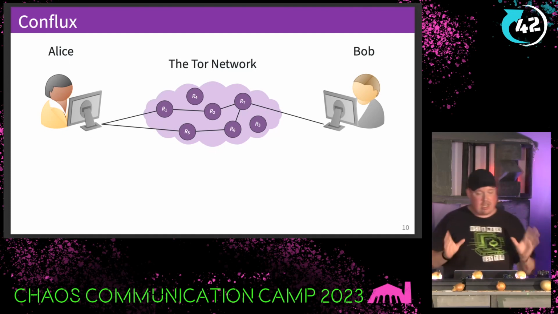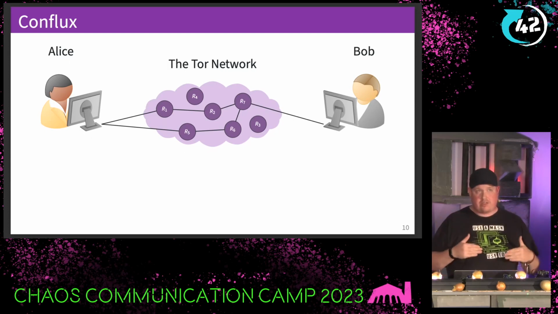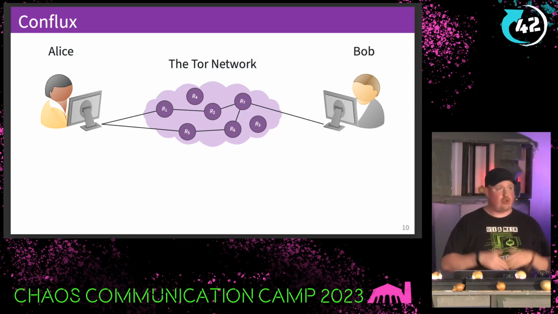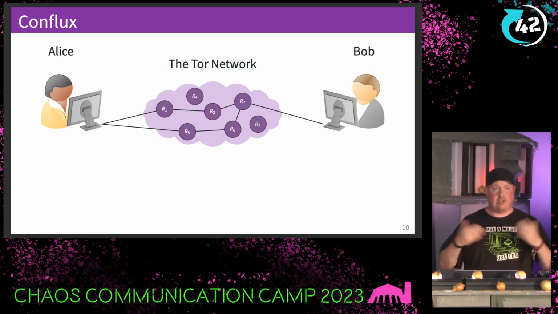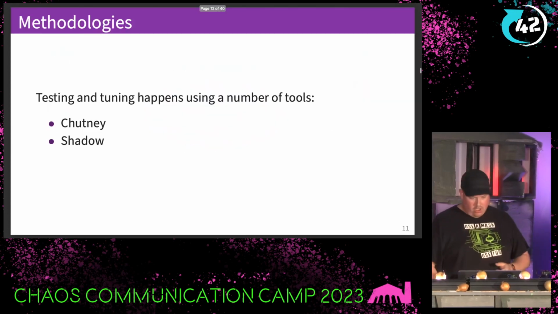So hopefully, now that we have seen with the congestion control part that we have gotten the variance of errors and delays down, we hope with Conflux we'll see a greater performance when you're downloading larger things and using the Tor network in general.